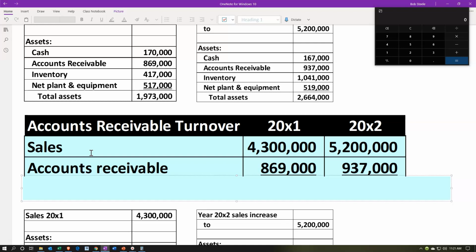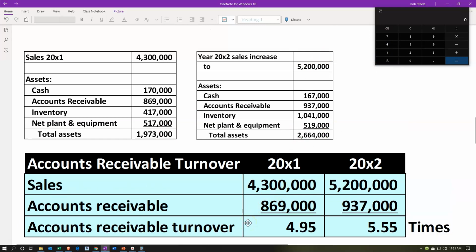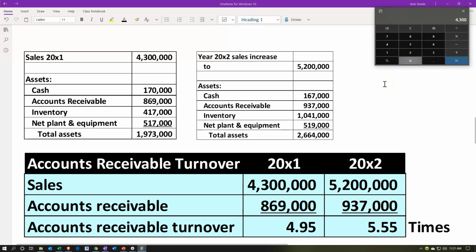All right, so then we're going to have our data. Let's do the calculation just so we can take a look at the rounding. 4,300,000 divided by the accounts receivable, 869,000. That's going to give us, if we round it, about 4.95. So that's how many times the receivables are turning over in this time period.